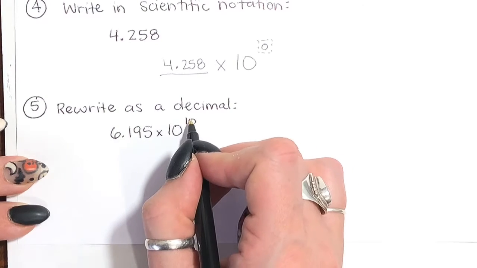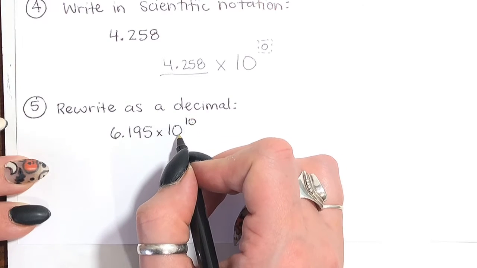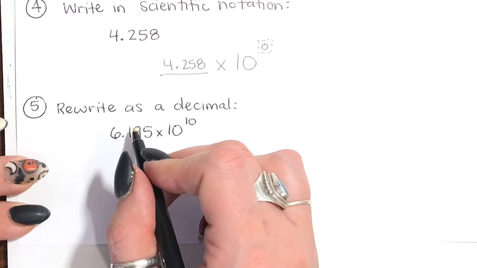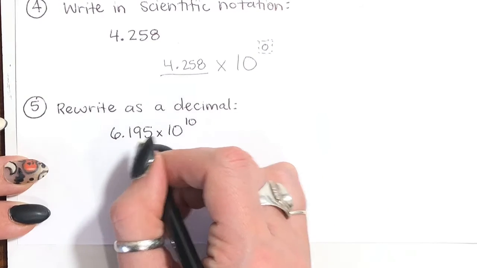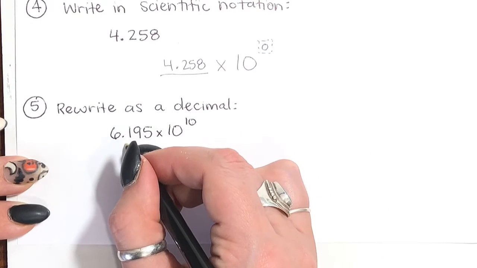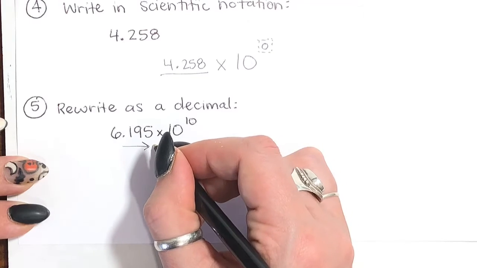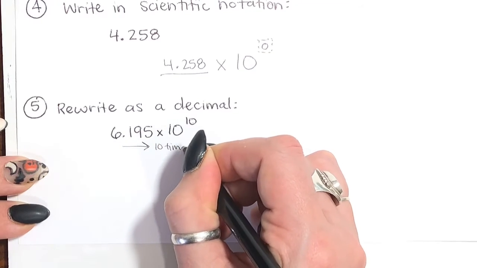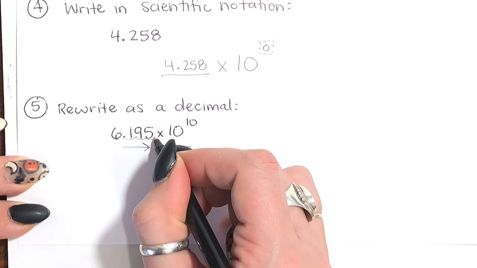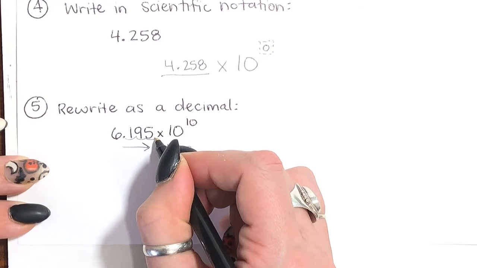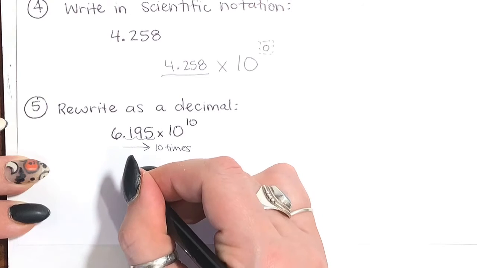So if I'm timesing by 10 to the power of 10, what that's really saying to do is times this by 10 times 10 times 10 times 10, 10 times. So this number is going to get much bigger. We need to move our decimal over this way 10 times. So if I move that over, I'm going to have 1, 2, 3, and then I'm going to have to add 7 more zeros after that. So let's just do that.